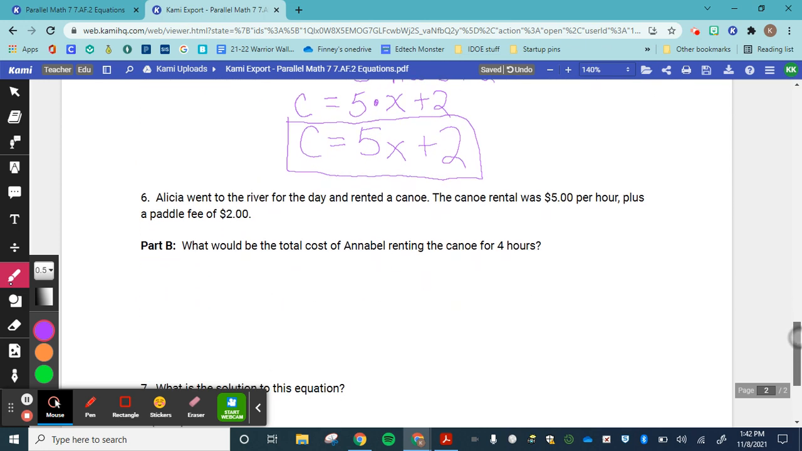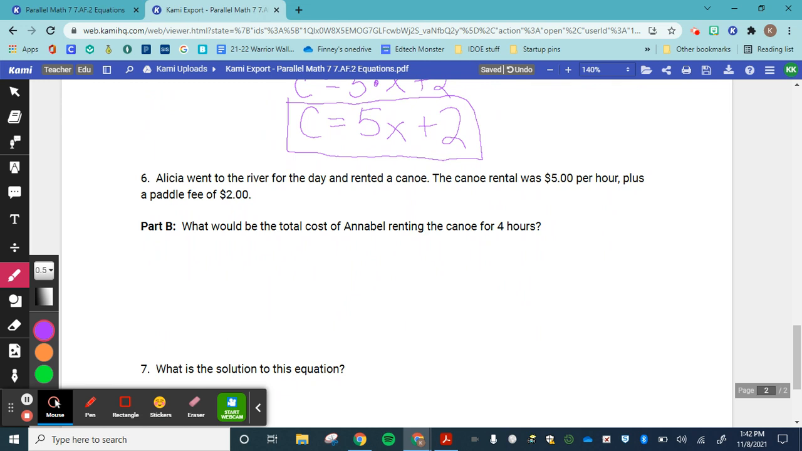And then number 6, we are going to use the same information. She's still at the canoe. It's still $5 per hour plus a paddle fee of $2. But now part B, they're asking us what would be the total cost if Annabelle, I guess Annabelle is renting it instead of Alicia. So now Annabelle is renting a canoe for 4 hours.